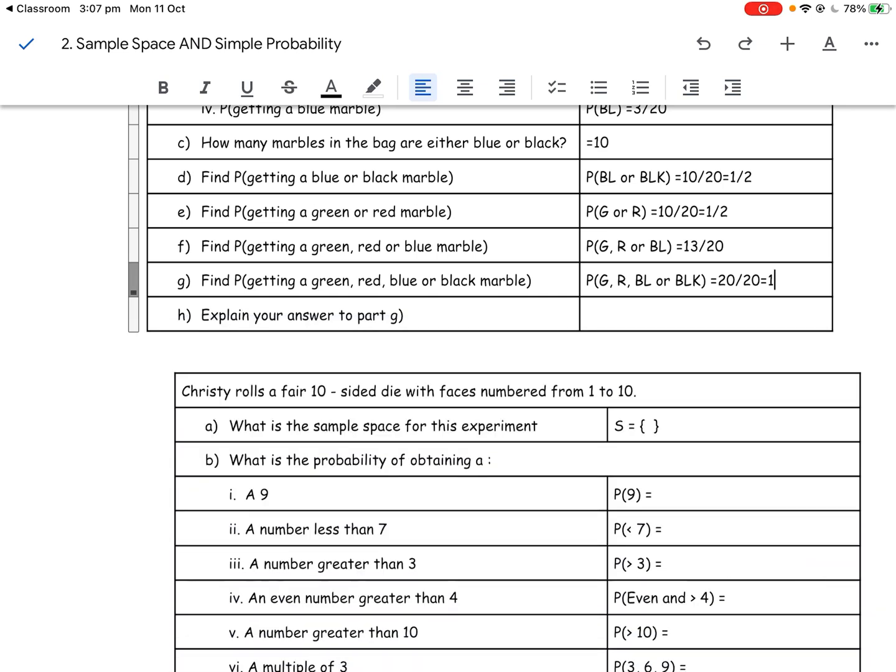Explain your answer to part G. Okay, well 20 out of 20 is the same as 1 whole.